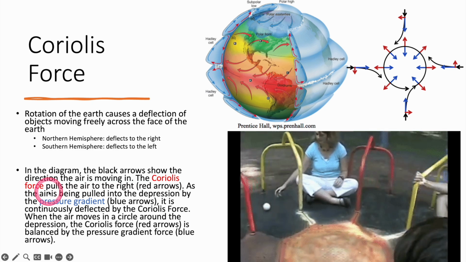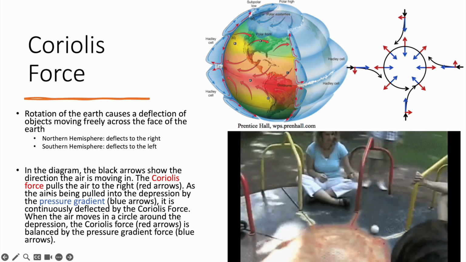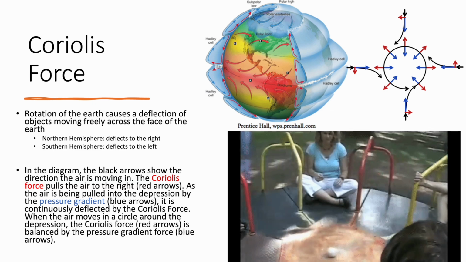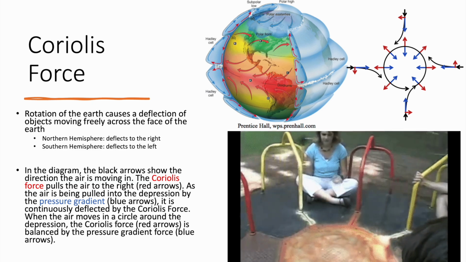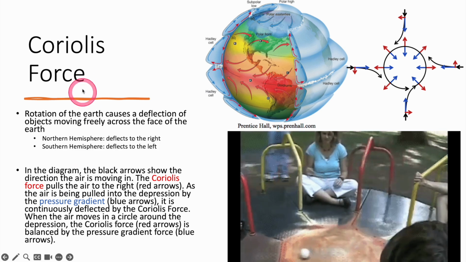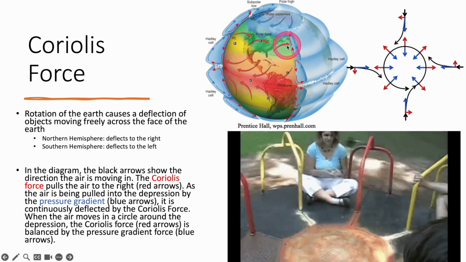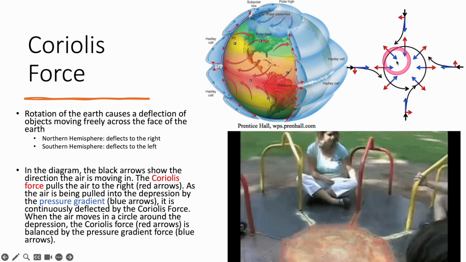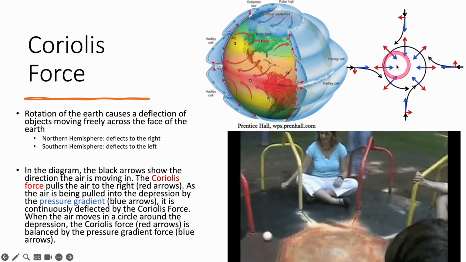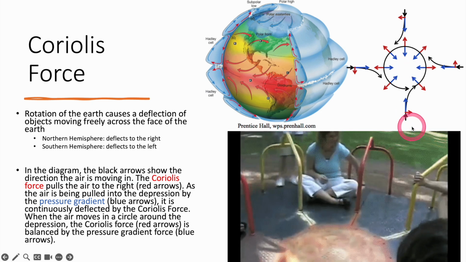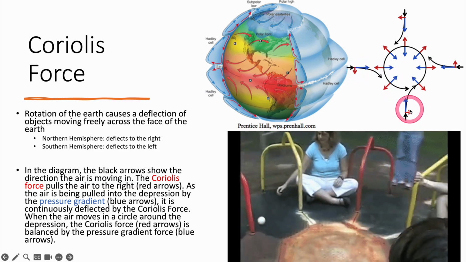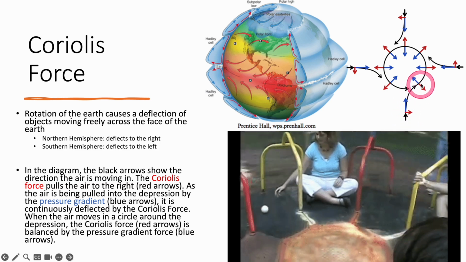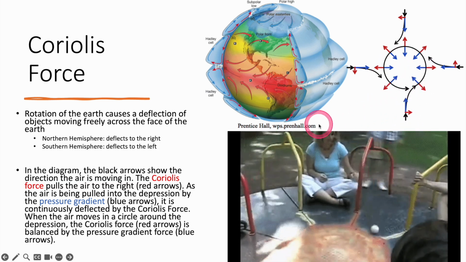So along with global circulatory patterns, we have the Coriolis force. Because the Earth is rotating, wind or pressure doesn't travel in a straight line, it gets deflected. In the northern hemisphere, it gets deflected to the right, and in the southern hemisphere, it gets deflected to the left. If you're looking at a top-down view of the globe, if your wind are these black arrows and it's rotating this way, it's going to cause a deflection to the right of the wind.